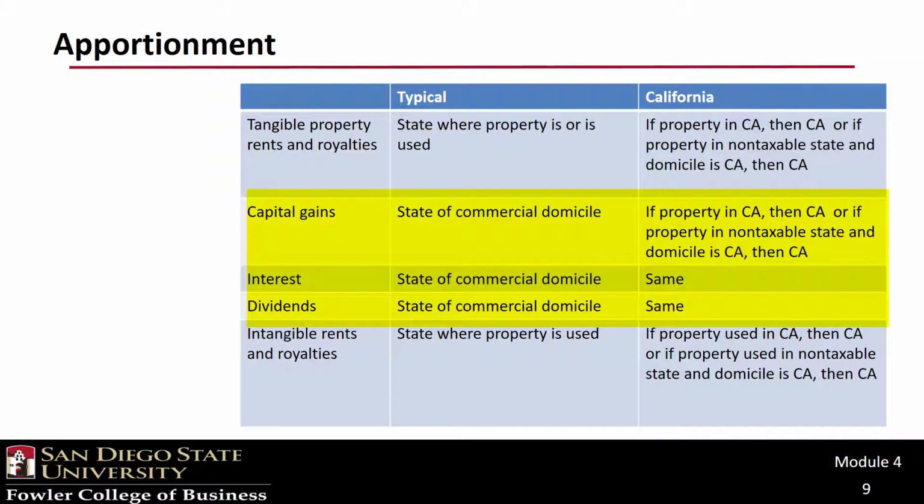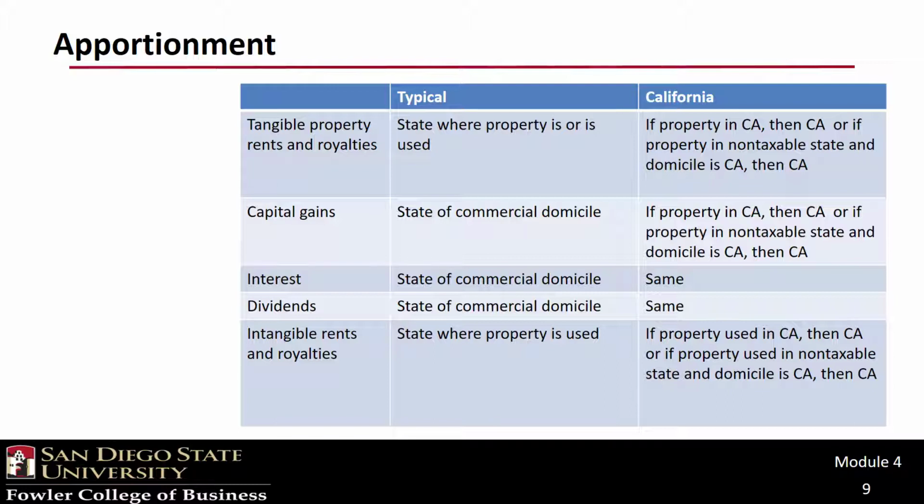Interest, dividends, gains, and losses are all allocated to the state of commercial domicile. Now, commercial domicile is the location in which the business is headquartered and not necessarily where it is incorporated. To put this into a California context, California generally follows these rules with the added twist that when the income just happens to be allocated to a state without an income tax, California reaches out and grabs it as if you are domiciled in California.